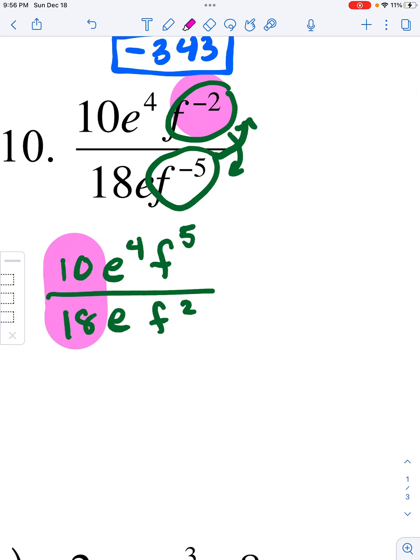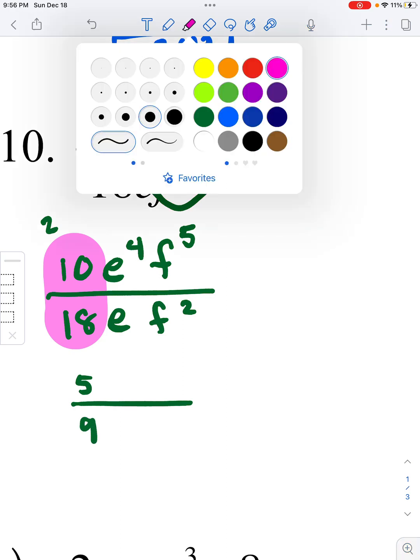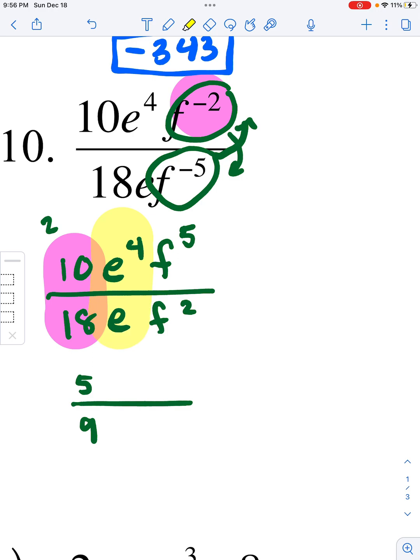So if I look at the numbers, what goes into 10 and also into 18? Really, I can only divide out a 2. So I'll have a 5 on the top and a 9 on the bottom. Then I scoot over and take a look at the e's. 4 on the top and 1 on the bottom is a difference of 3, and they're going to be on the top because that's where more were to begin with.